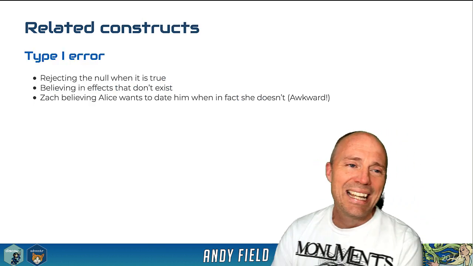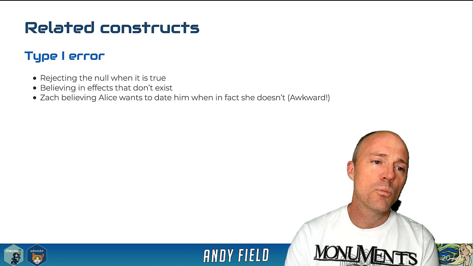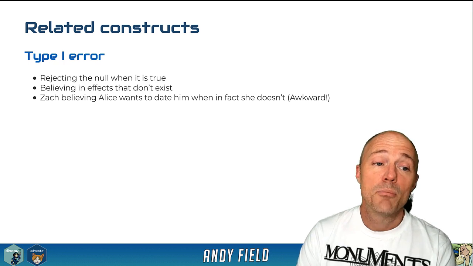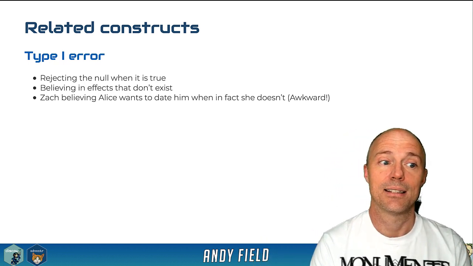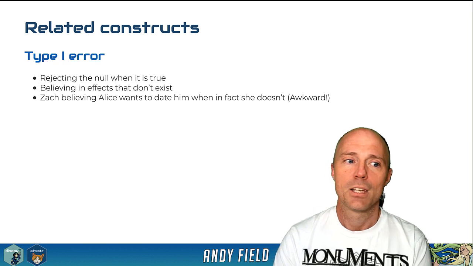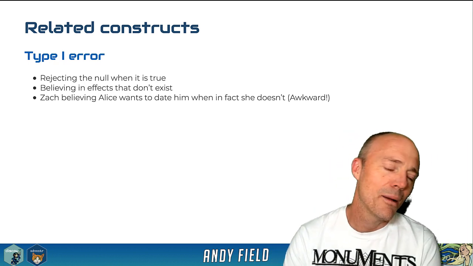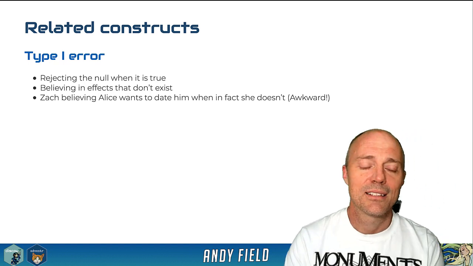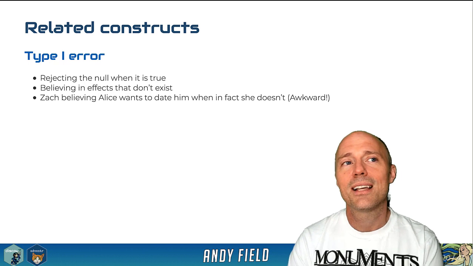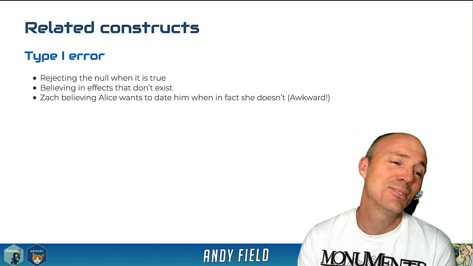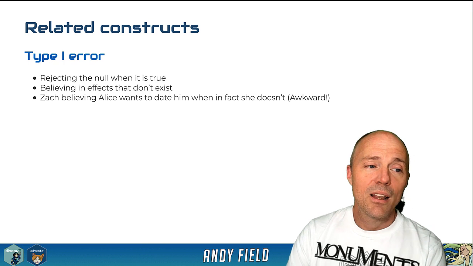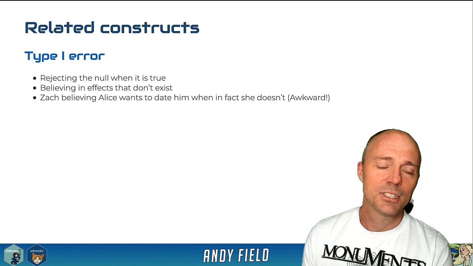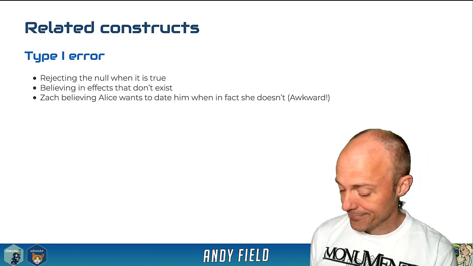Now, some constructs related to the p-value. First is a type 1 error. This is the probability of rejecting the null when it is in fact true. So this is kind of like believing in effects that don't exist. And it's not good to believe in things that don't exist. Well, I mean, there are some unicorns. It's probably okay to believe in them. But generally, try not to believe in things that are not true. Well, unless it makes you happy, then it's kind of fine, isn't it? I mean, what am I getting on about? So this is a bit like Zach believing Alice wants to date him when in fact she doesn't, which is awkward. Type 1 errors. Awkward.